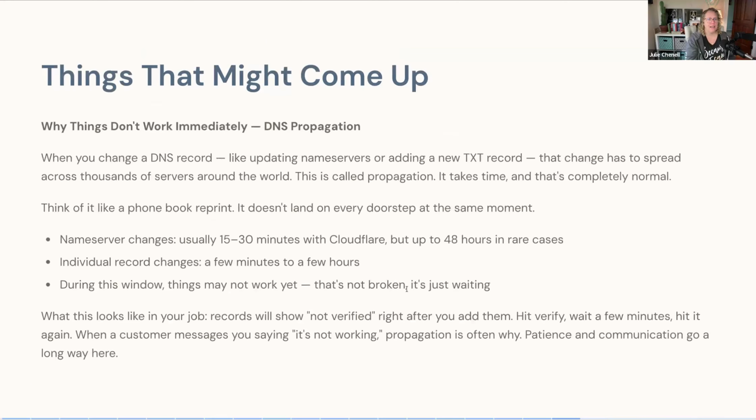The second thing that might come up is you might change the DNS records and things will not work immediately. And this is what we call DNS propagation. This is how long it takes for the change to spread across thousands of servers around the world. It usually takes about 15 minutes with Cloudflare, but it could take up to 48 hours in rare cases. Or if you were using a DNS record in a really bad tool like Namecheap, it could take much longer. This is one of the reasons why we love Cloudflare so much, okay?